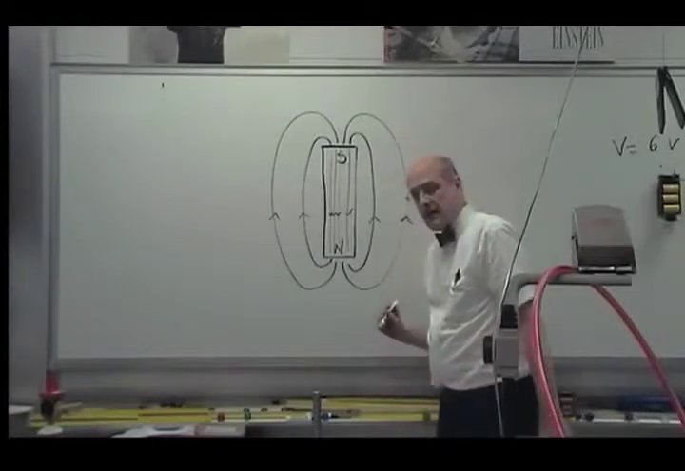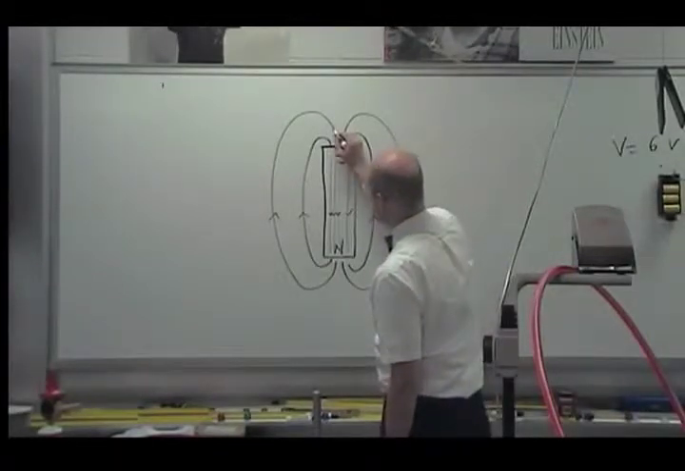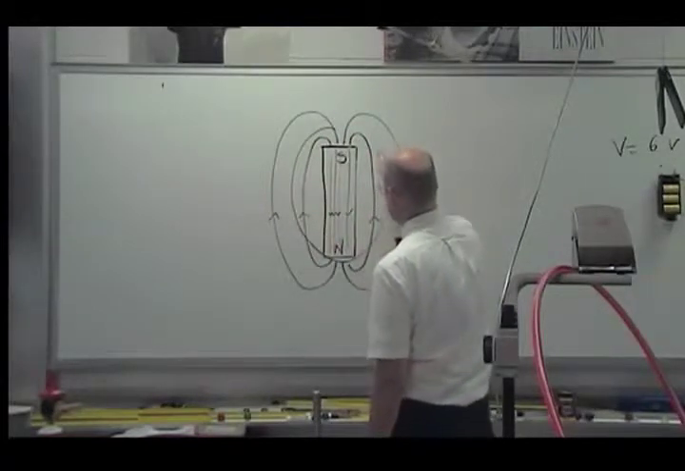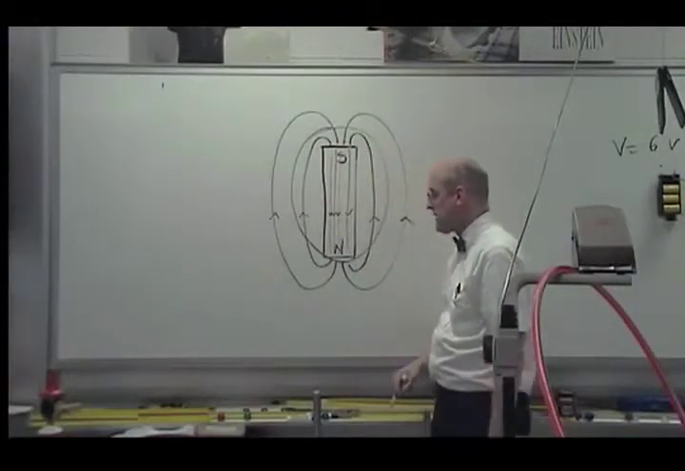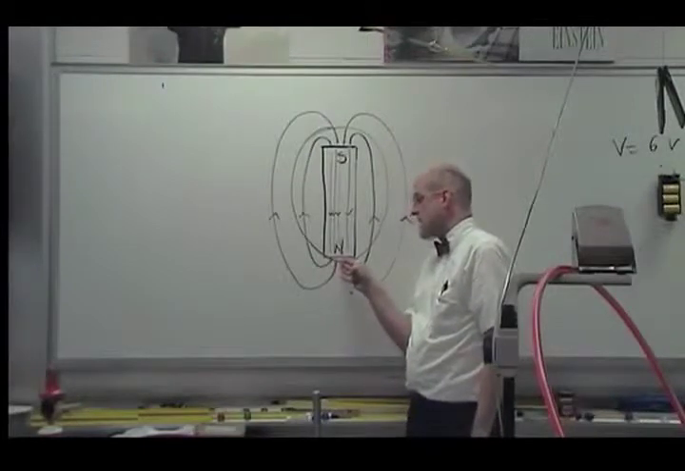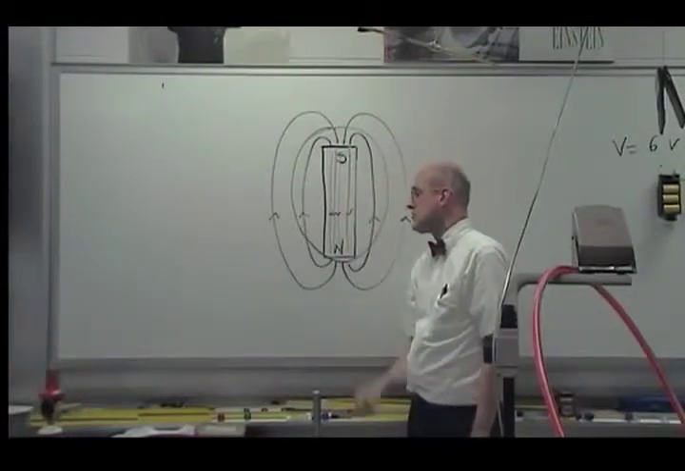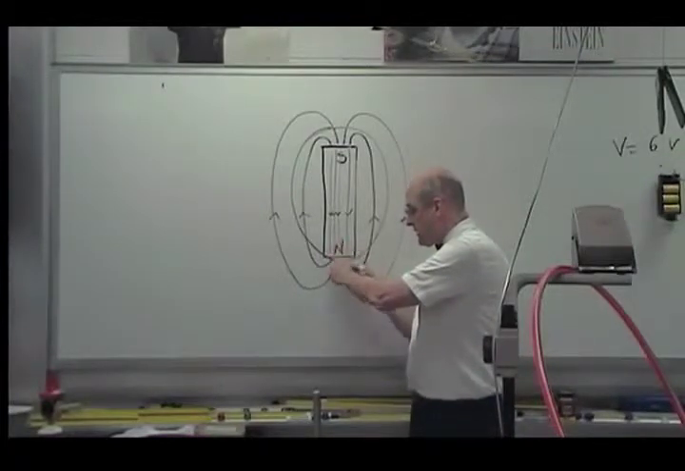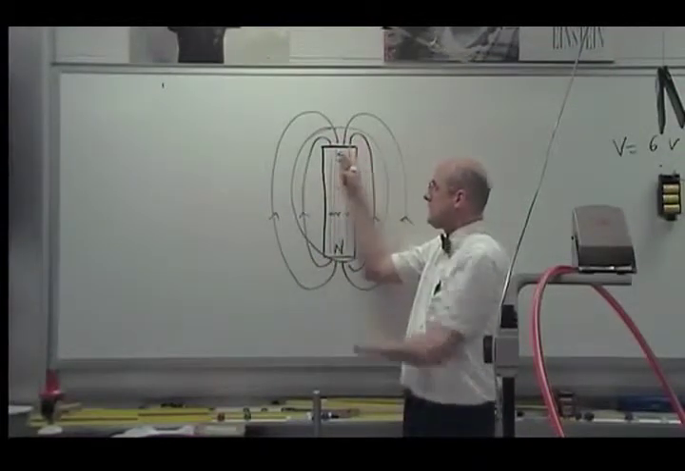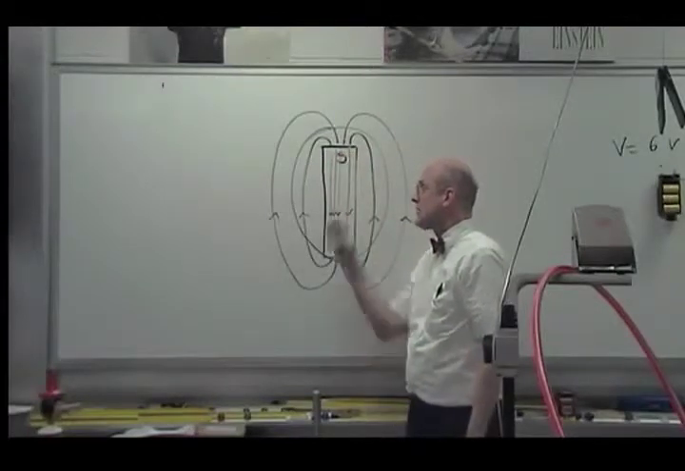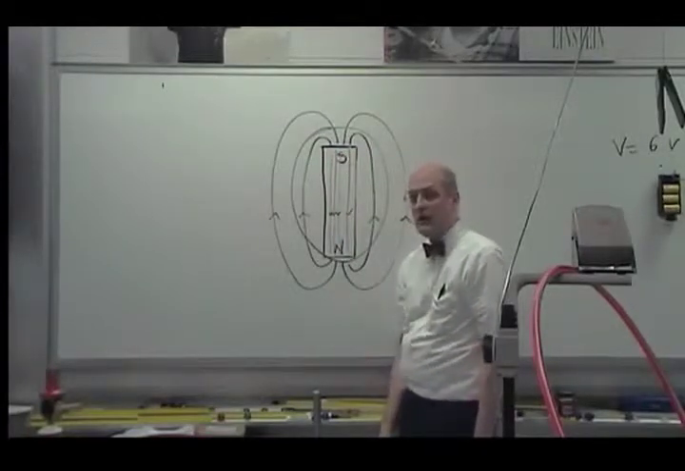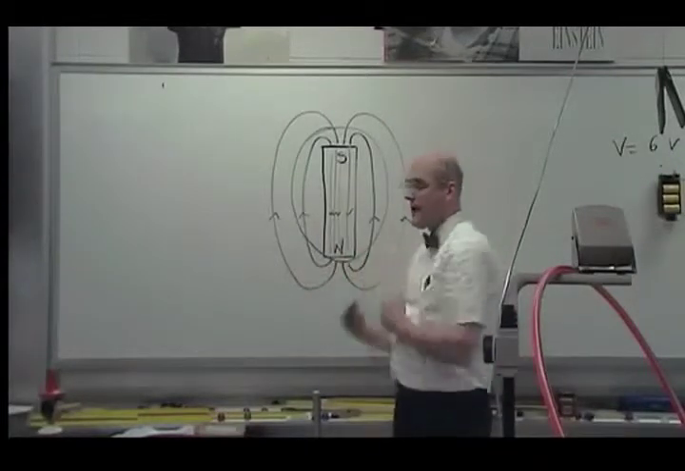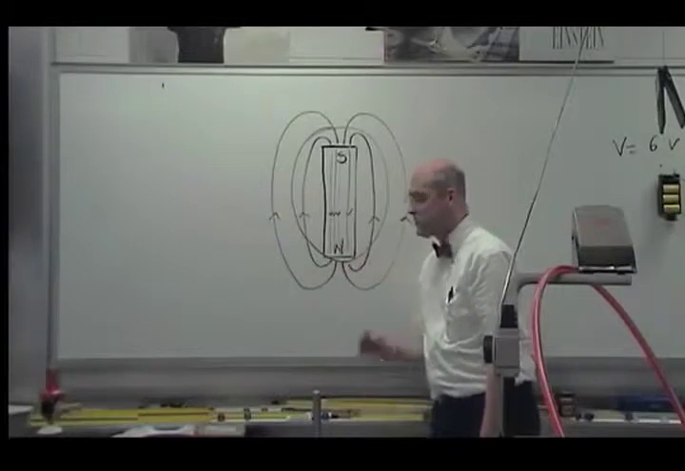The Earth has a magnetic field, and it turns out that the magnetic field of the Earth can be modeled as a bar magnet, where this is the geographic south and this is the geographic north. So you can see we actually have a magnetic north pole at the geographic south and a magnetic south pole at the geographic north.